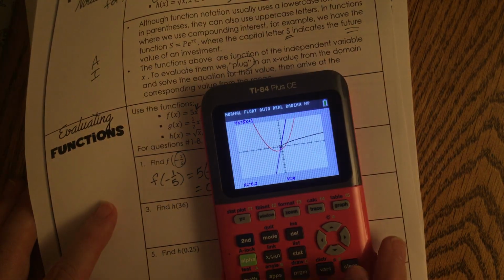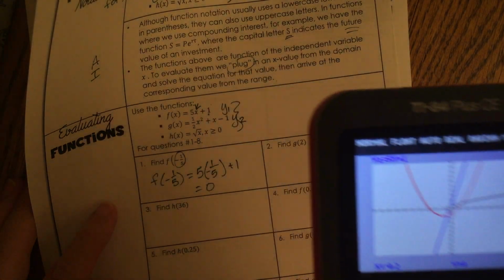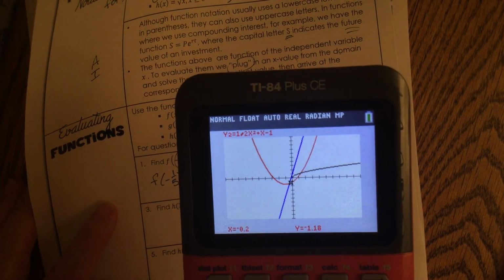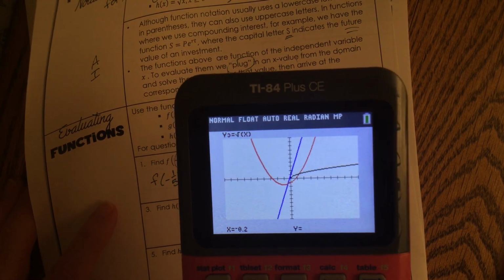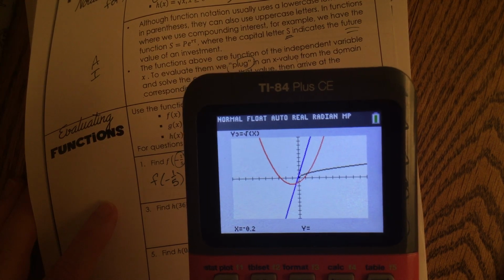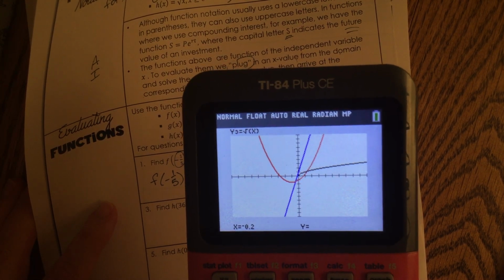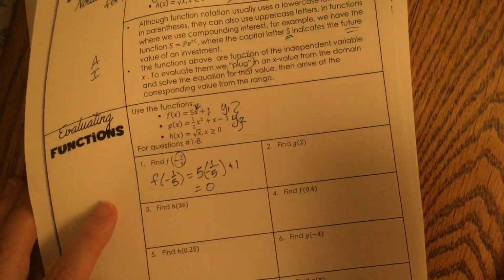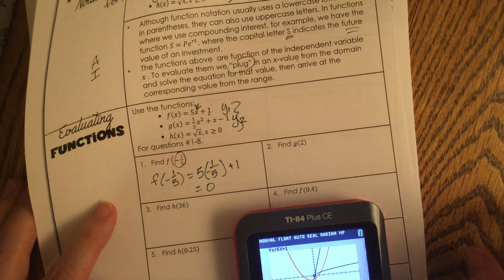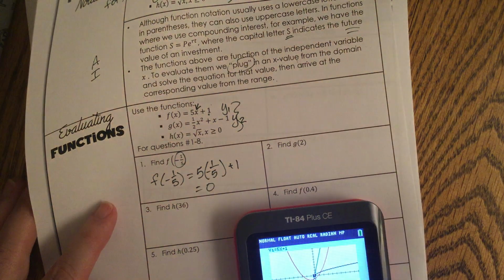Okay, now I have to make sure I'm on the right function. I push the up and down buttons, and now I'm on the quadratic function. Then if I push the down button again, I'm on the radical function. So here I am back on the linear function, and let's say now I want to find g of 2.